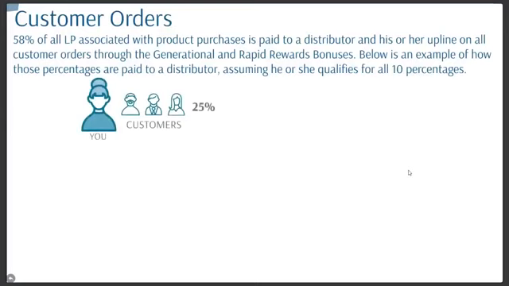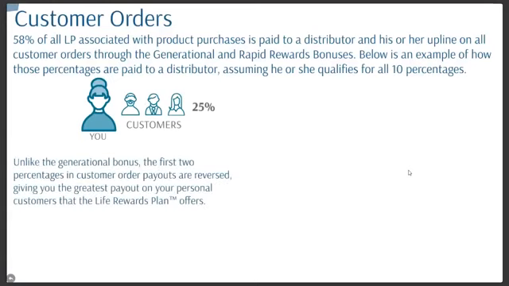So here we have you and some customers that are ordering on your My4Life website or that are legacy customers. Right? You're going to get 25% on all of their product purchases as long as you've met your 100 PV requirement for that month. So unlike the generational bonus, those first two percentages are actually switched with customer orders. So if you remember the previous slide where we showed that all the ranks get 2% on their very first level and then 25% on their second level.